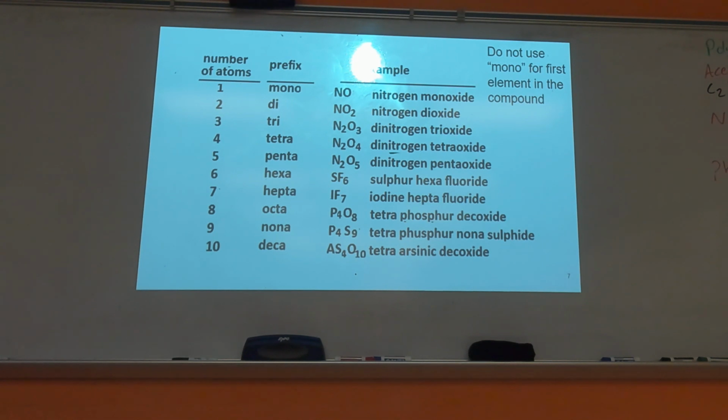Mono would mean 1. Di means 2. Tri means 3. Tetra, as in tetrahedral. Some of you geometers out there, right? Then you've got 4 sides. Penta, anybody seen the pentagon? If you've drawn a pentagon, it's got 5 sides.